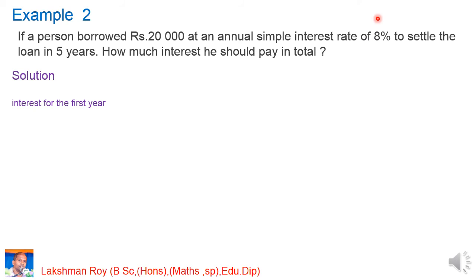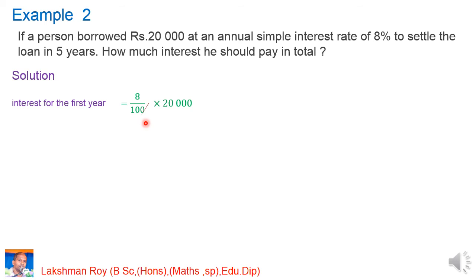Interest for the first year, right? The rate is 8%. Now you have the idea. We use the reciprocal of 8%, that is 8 over 100, and multiply by 20,000. Why? For a 100 rupees loan, you should pay 8 rupees interest. So if you multiply by 20,000, you get the interest for the first year.